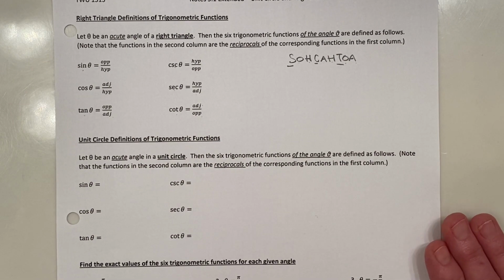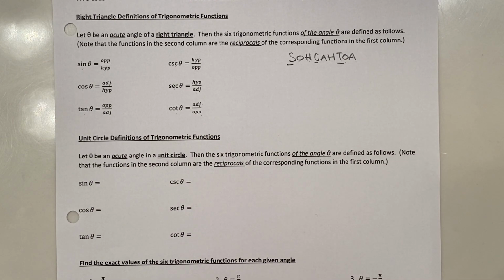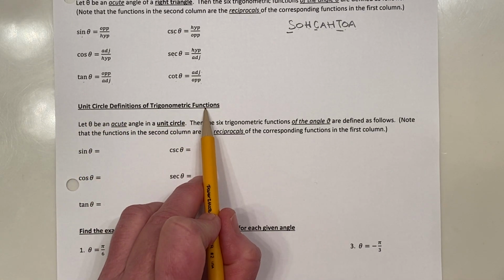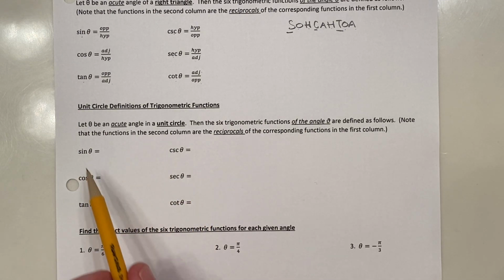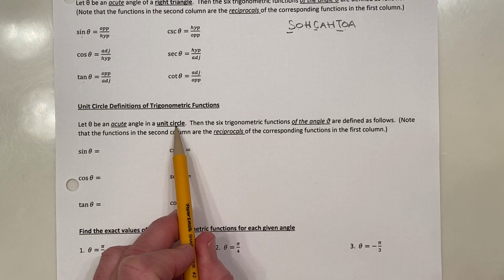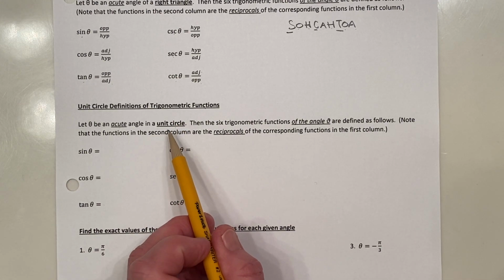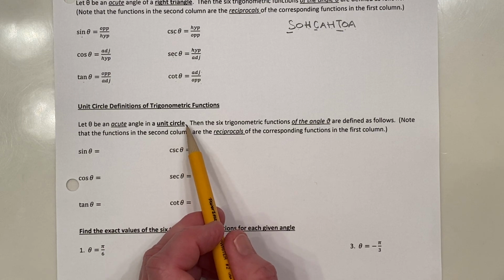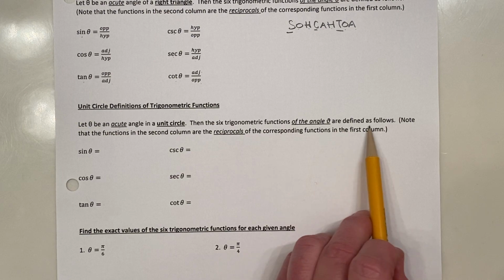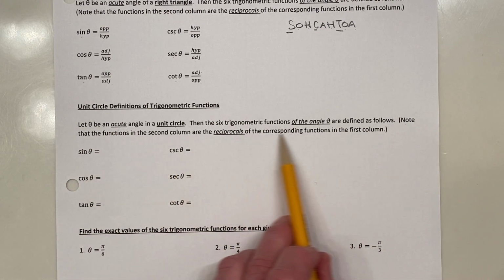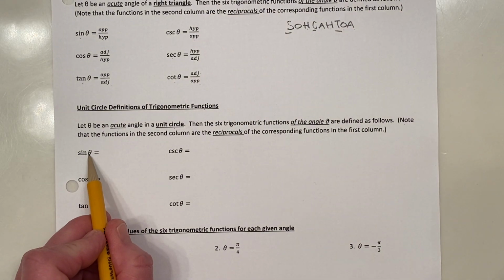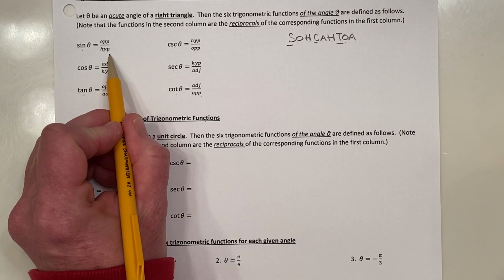Okay, how are these similar yet different for the unit circle? So let's look at the unit circle definitions of trig functions. We have the same 6 trig functions down here. Theta is an acute angle in a unit circle's right triangle. Hopefully you have your unit circle that we completed in the last video handy, because we're going to reference that. Then the 6 trig functions of the angle theta are defined as follows, and this statement is the same as the previous statement. Sine of theta in a right triangle is opposite over hypotenuse.